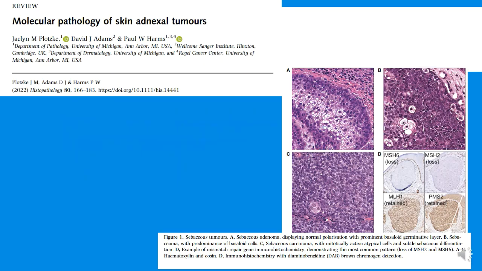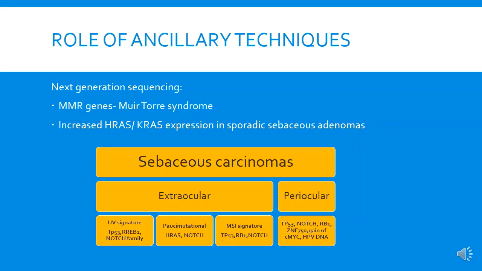Look at the molecular pathology of sebaceous tumors in particular. The most important one being, as we saw before, is the microsatellite instability, mutation in the DNA mismatch repair genes. Usually in sebaceous tumors, one of these four genes will show loss of expression. In this case, as you can see in this very nice paper, which is open access, there is loss of MSH6 and MSH2, whereas MLH1 and PMS2 are retained. So this shows that this particular sebaceous tumor is having some mutation in the DNA mismatch repair genes. Role of other ancillary techniques. Next generation sequencing of MMR genes will help in Muir-Torre syndrome, and increased HRAS and KRAS expression in sporadic sebaceous adenomas. In this scenario also sequencing is helpful.